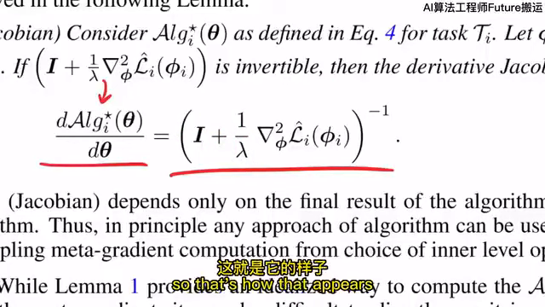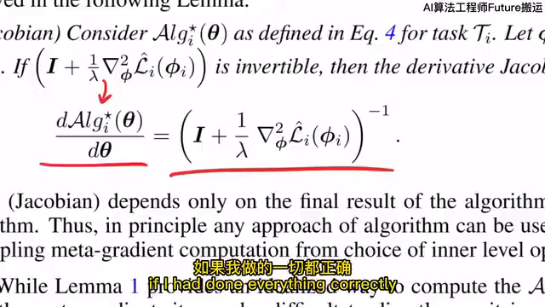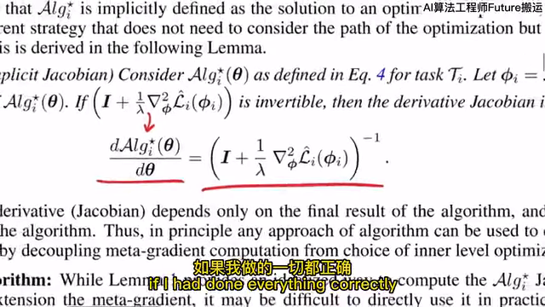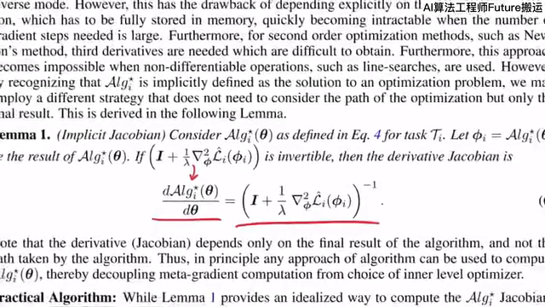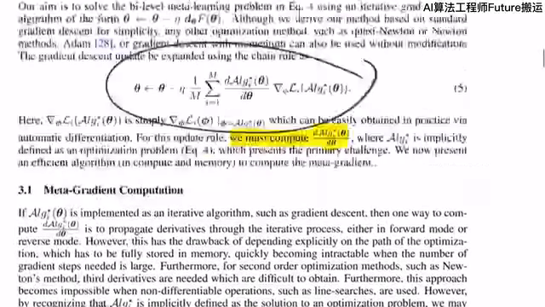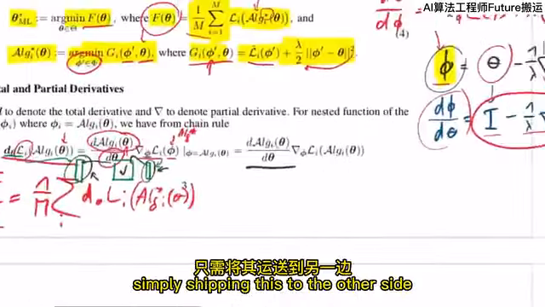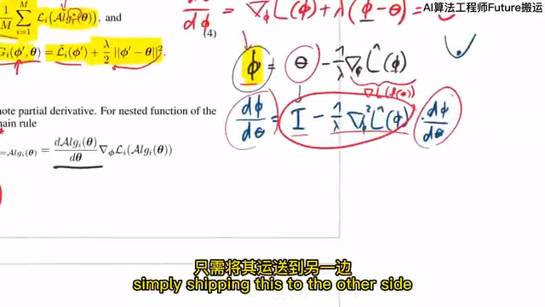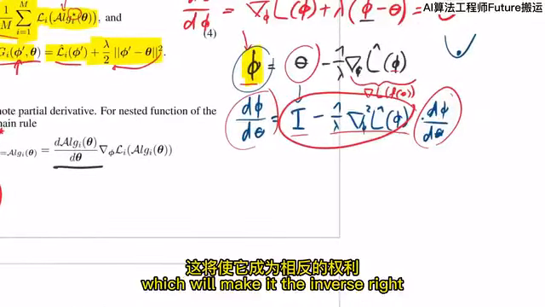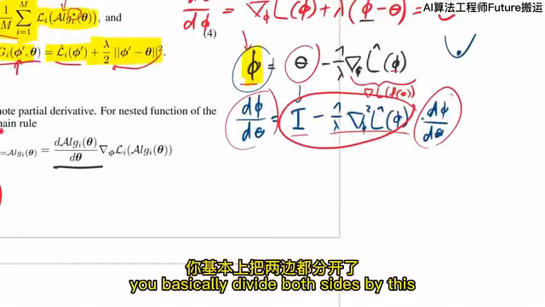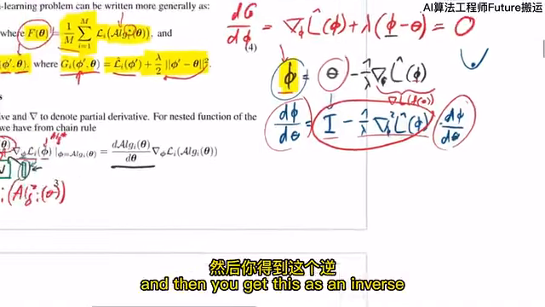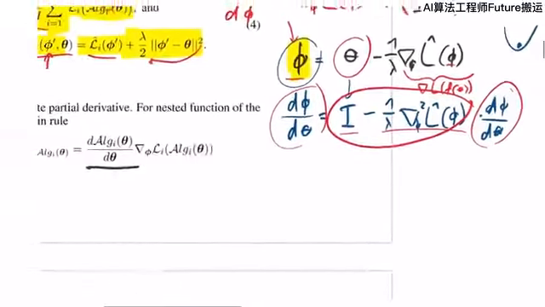So that's how that appears. You see, it's the same thing if I had done everything. So this you do by simply shipping this to the other side, which will make it the inverse, right? So you basically divide both sides by this, and then you get this as an inverse.